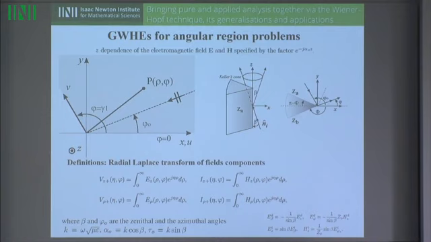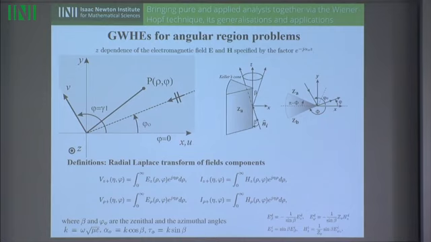And here we define the unknowns, the transformations, the Laplace transformation or unilateral Fourier transform of field components in a radial direction. So for each phi we define the transformation with respect to the radial direction of the Ez, E rho, Hz, H rho components.